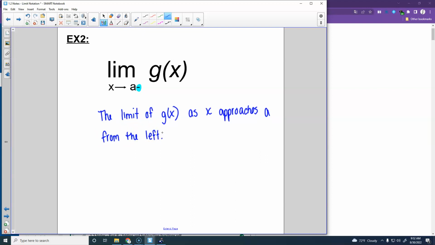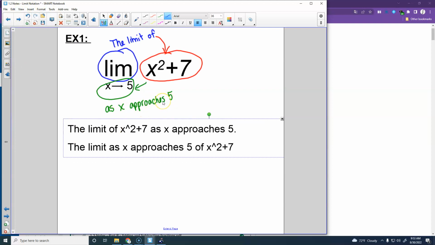So if we see that negative behind this value that our x is approaching, that means it's only from the left side. If we don't see either one, like we saw over here, it means it's approaching from both sides. You don't have to say from both sides, because it is assumed that if you don't say from the left or from the right, that you mean from both sides. But if you wanted to add from both sides on there, it wouldn't matter.